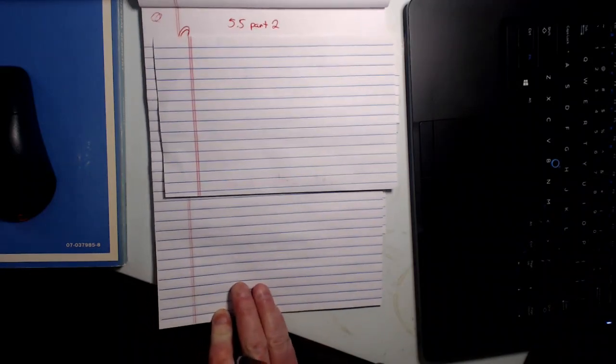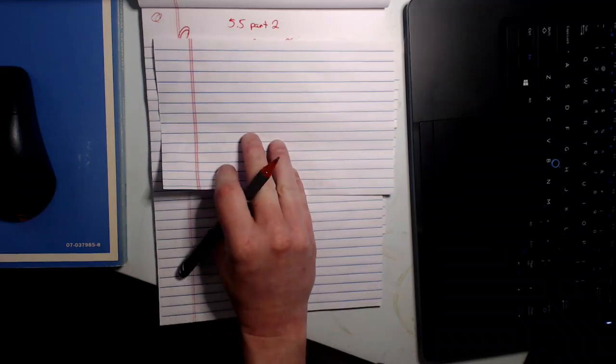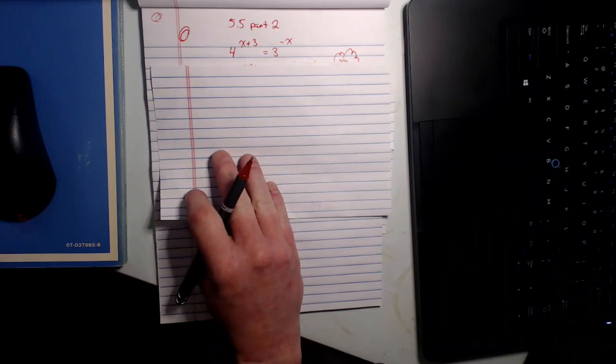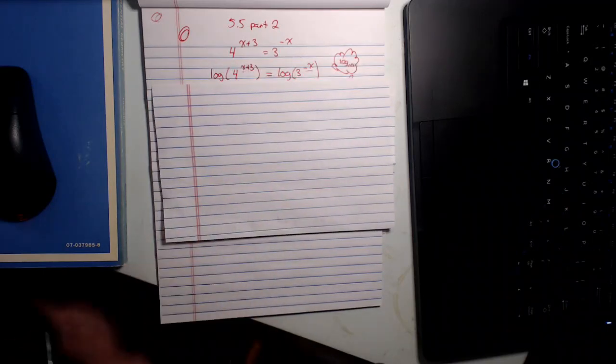All right, here is the second part of section 5.5. We start off with an example like this. The way we want to use this is we want to use a version of the base exponent property. And what that really allows us to do is to take a logarithm of both sides.